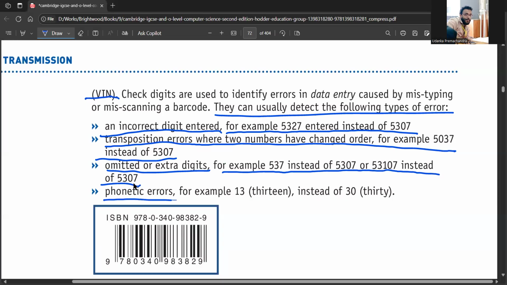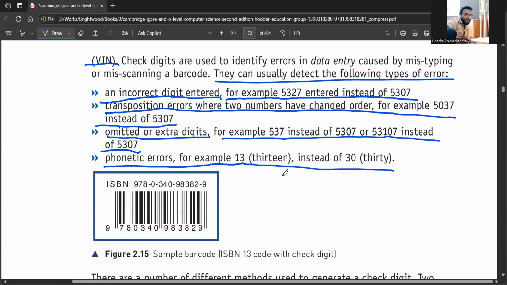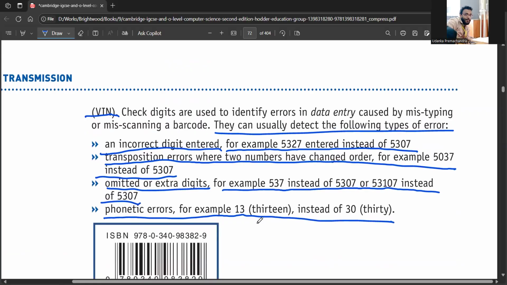Okay, there can also be phonetic errors, for example 13 instead of 30. That can be a phonetic error, and it should be realized as this kind of error. Normally we take all of these as check digits. Write them down. All these kinds of errors are taken care of by what? Check digits.